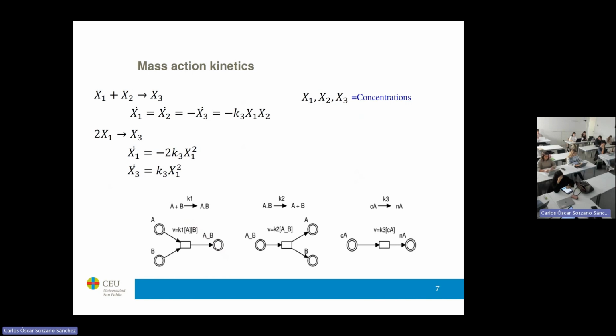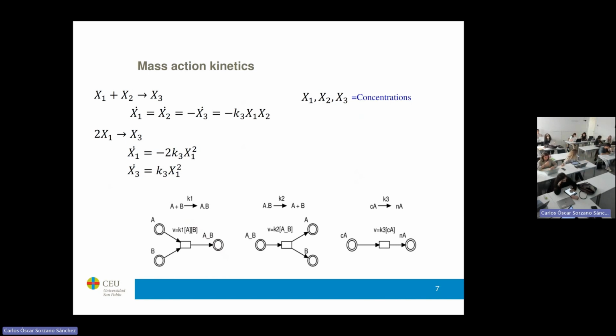So let's say that you have a different reaction. So this reaction, two molecules of X1 that bind to form X3. So now the mass action equations are this one. So X1 decreases at this rate. So this rate is X1 binds to itself, so it is X1 squared.